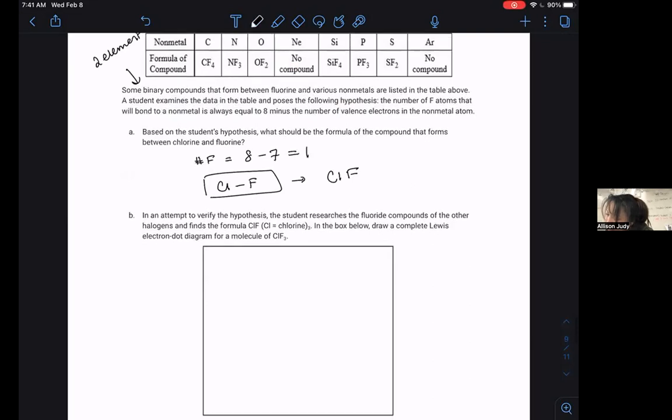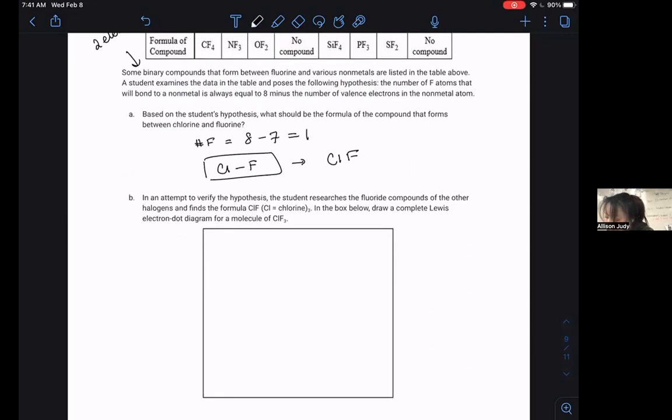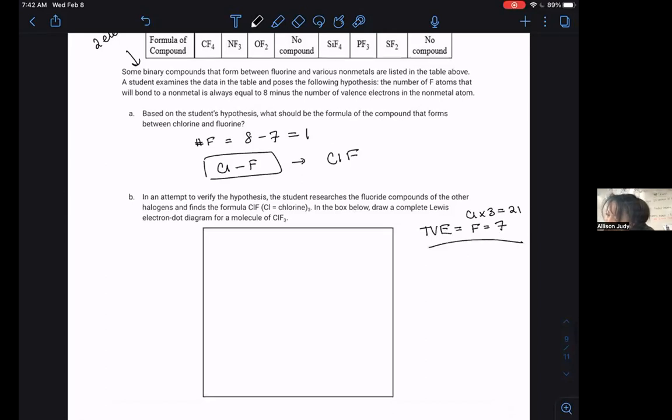All right. And then, in an attempt to verify whether this hypothesis about fluorine compounds is true with other halogens, in the box below, draw a complete Lewis electron dot diagram for the molecule ClF3. So here you would use your Lewis structure rules to determine the total amount of valence electrons available. TVE is equal to chlorine bringing 7, and each fluorine brings 7 as well, so you get a total of 28.